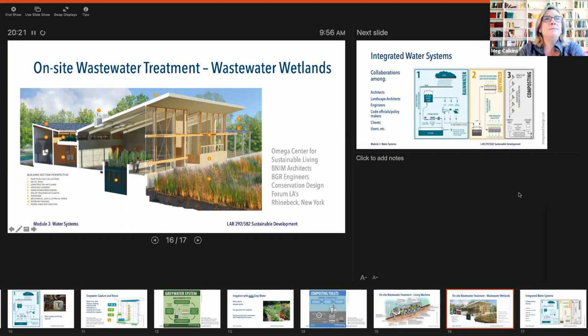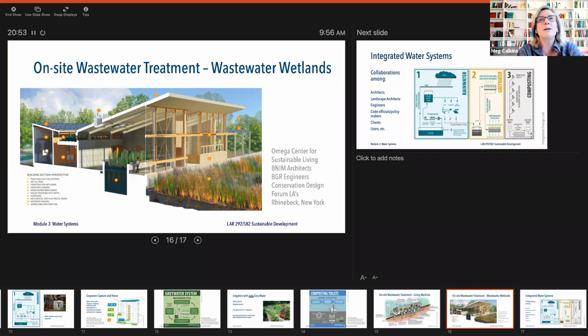So a variation on the living machine is where you have a living machine inside the building, as you can see here. And then you have the wetlands part of the living machine located outside of the building. In this case, at the Omega Center for Sustainable Living, that's what they did. And they used the wetland both for water from the living machine, which is black water that's been treated, and runoff water from the parking lot and excess water from pavements to treat that as well.